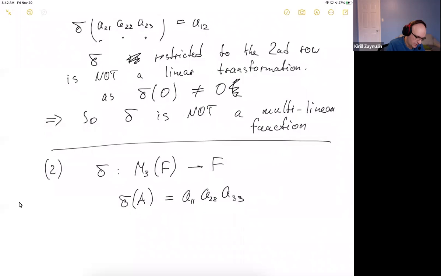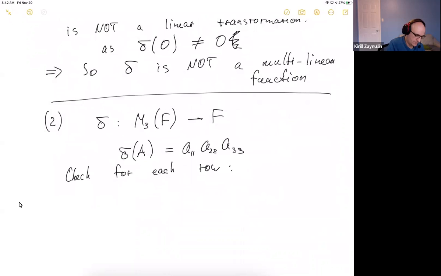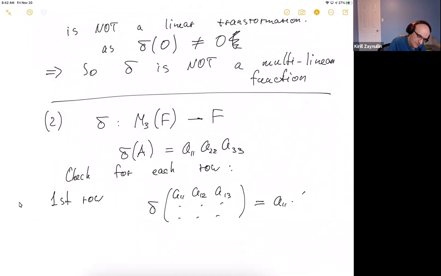Okay, so now we again check for each row. So first row, for the first row, what this delta does. So A11, A12, A13, then there are constants. And then what it does, it sends this matrix to A11 times A22, A33, which are constants. So these are two constants. And this A11 varies, that's the variable.